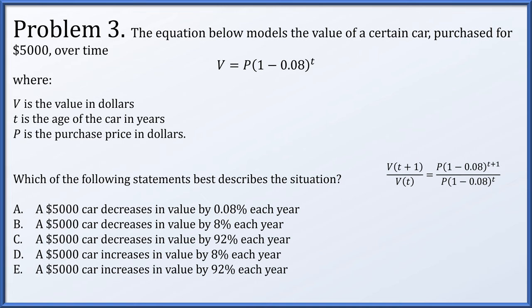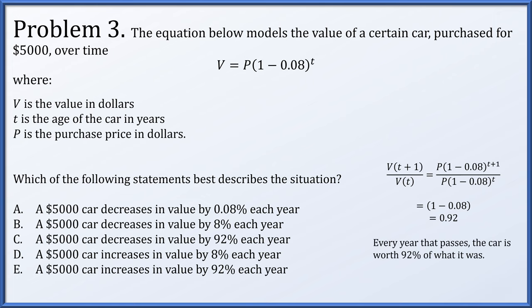So plugging that into the expression given at the top of the page, we get P times (1 minus 0.08) to the T plus 1, divided by P times (1 minus 0.08) to the T. The P's cancel, as does in fact (1 minus 0.08) to the T power. Cancel that from the denominator and T of those powers from the numerator, and this ratio, V of T plus 1 over V of T, is merely 1 minus 0.08, or 0.92.